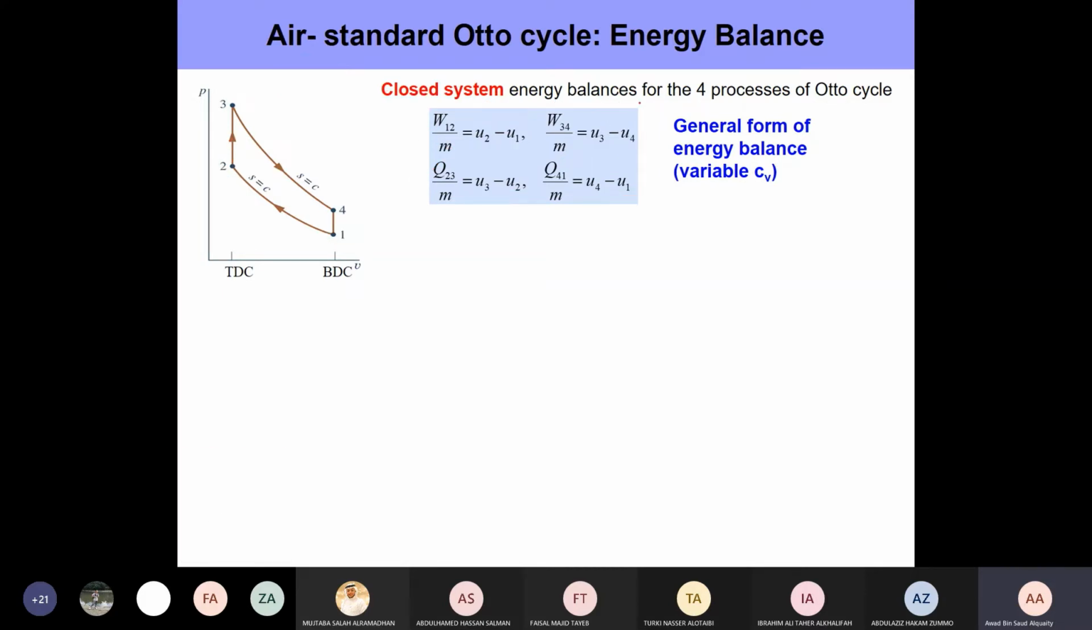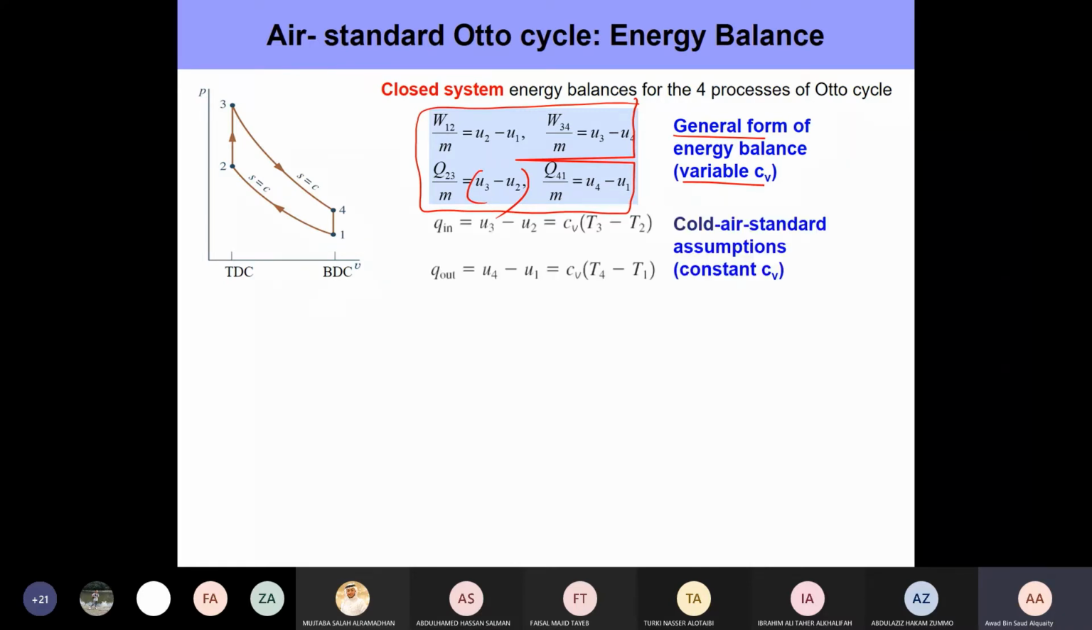Now, this form of the energy balance is basically what you can consider the general form of the energy balance, because it's written for variable specific heats, right? Which is what happens in reality. That's why we write in terms of internal energies, and the internal energies here, U3, U2, U1, are values that you pick up from the ideal gas tables. Now we can make one more assumption, that is we can consider the specific heats to be constant, and when we do that, we can replace the delta U's with Cv delta T's. So we have done that here for Qin and Qout.